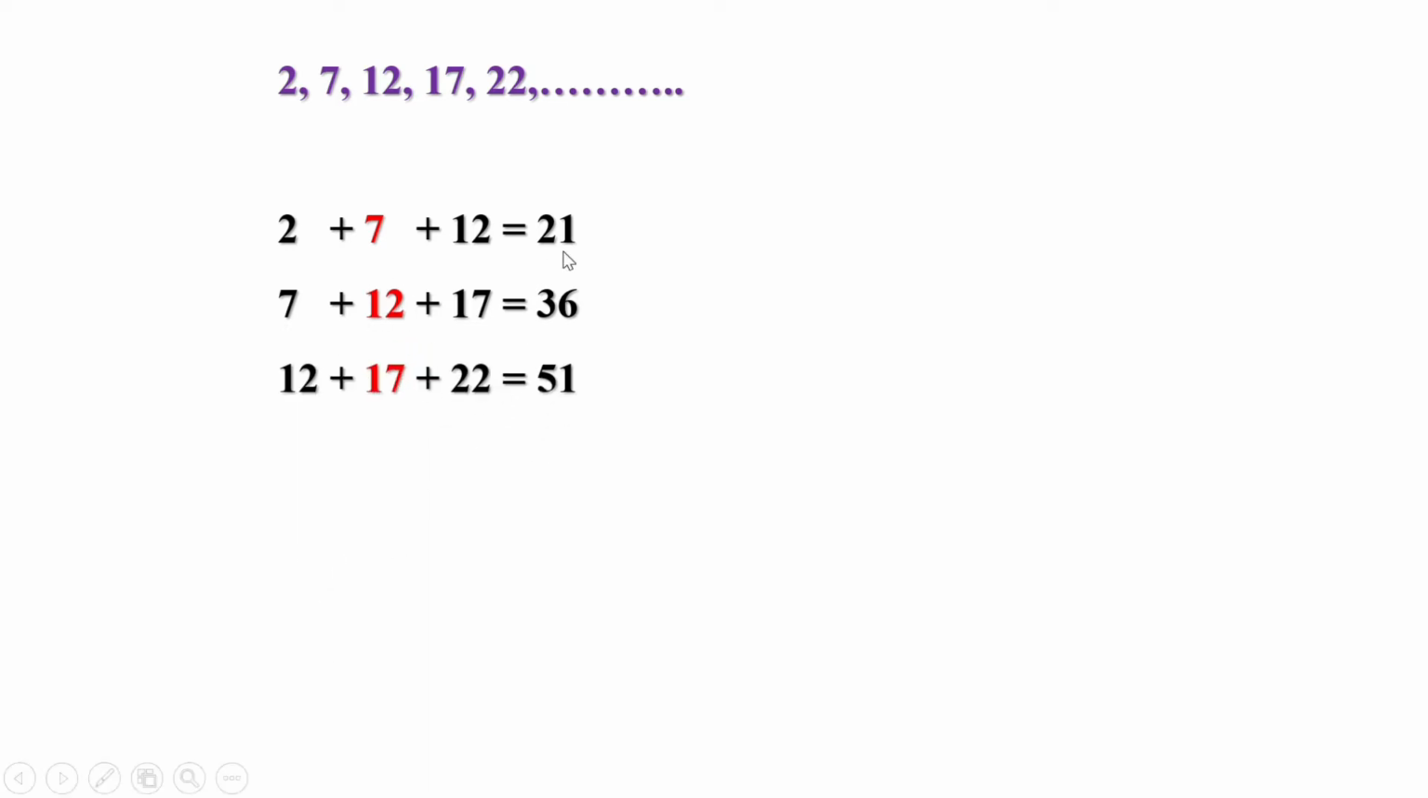Can you see the relationship here also? 21 is 3 into 7. 36 is 3 into 12. 51 is 3 into 17. Let us check using algebra.